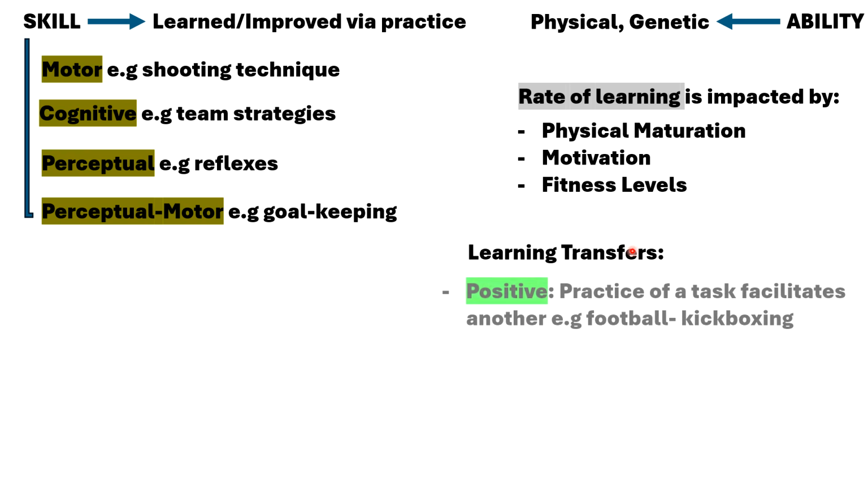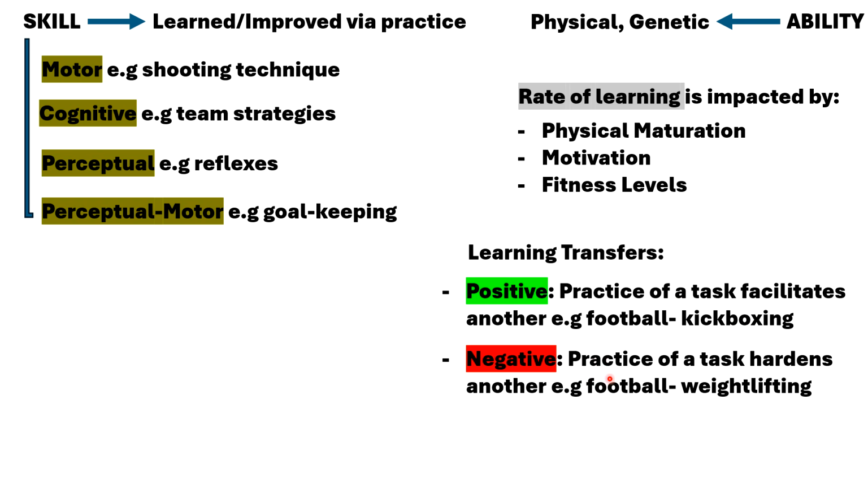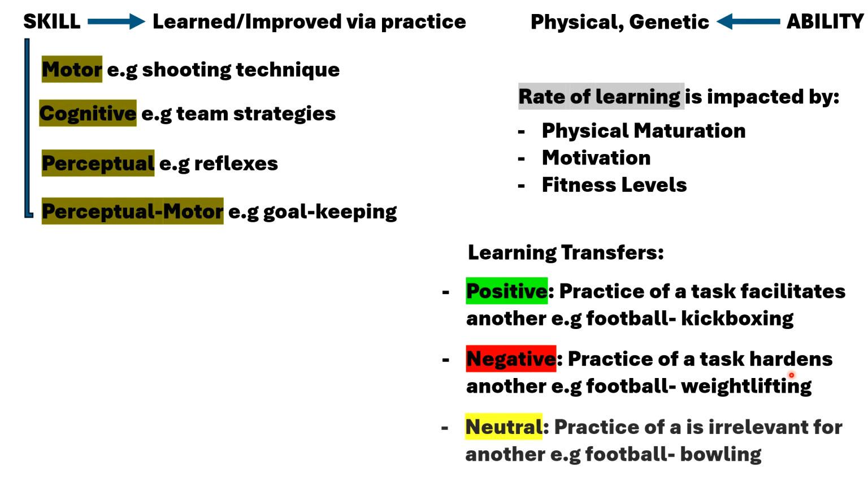Types of learning transfer. So we've got positive learning transfer, where practice of a task helps in another. So if you're kicking a lot of football, the muscle memory you're going to learn and everything else is going to help you in kickboxing, and vice versa. Negative transfer. So this is when you practice one thing and it makes another thing harder. So if you do a lot of football, you're running a lot, you don't have that much size, that's going to hurt you in weightlifting. You're going to lift less weight. And neutral, where the practice of one sport is not relevant for another. So being good at football or worse doesn't make you better or worse at bowling.